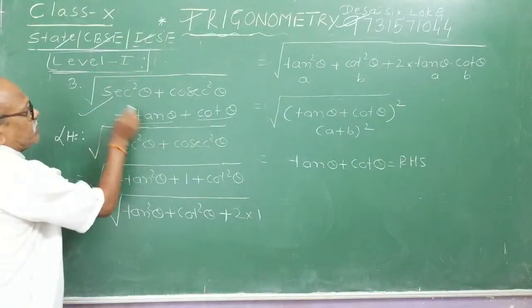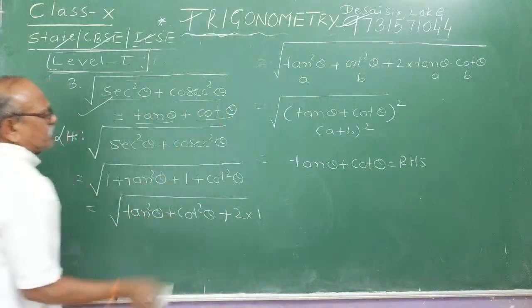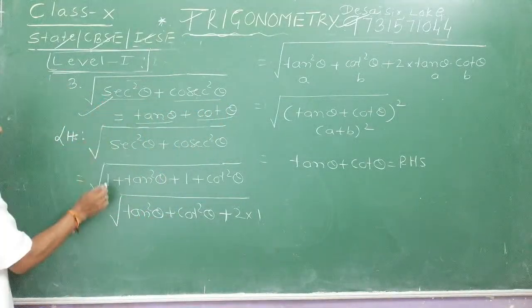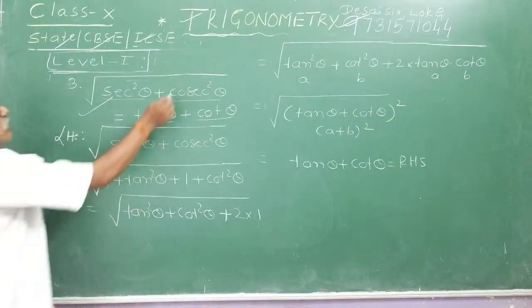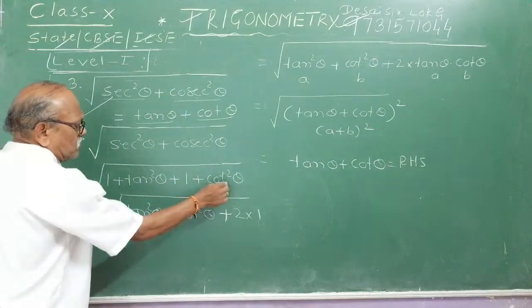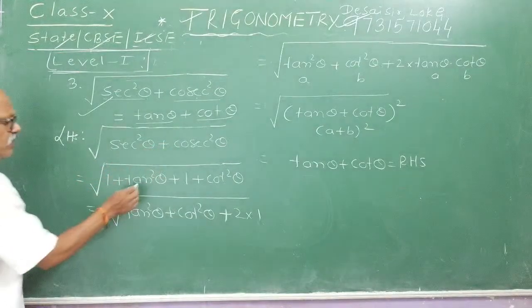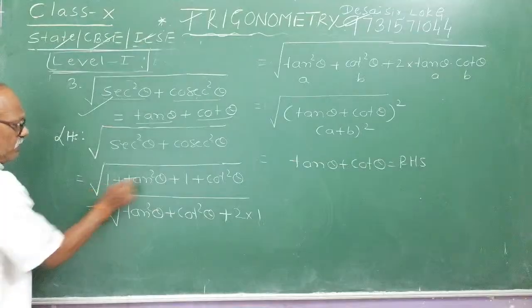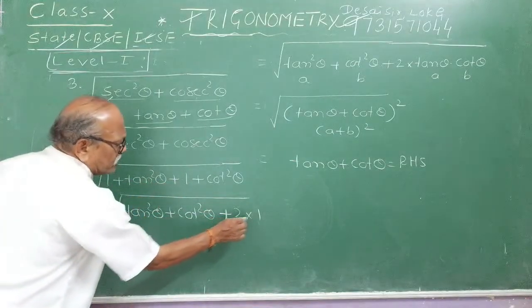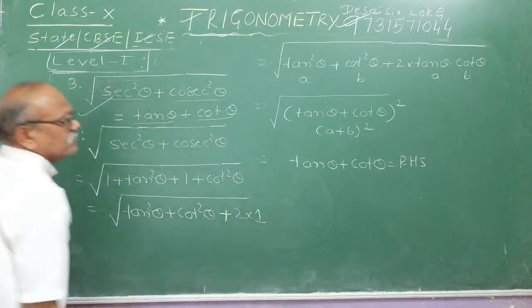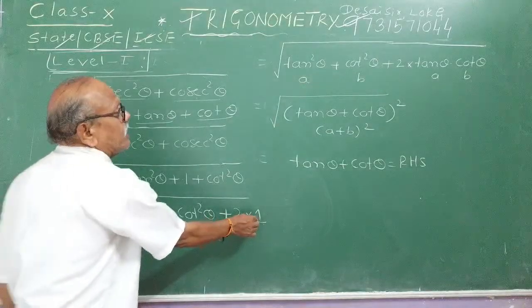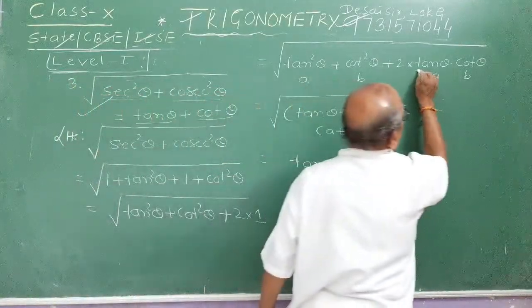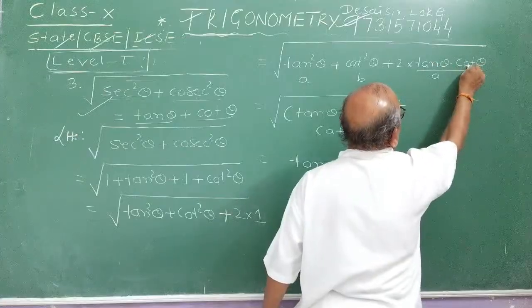See, I want sec square theta, cosec square theta. Check the identity. Sec square theta can be written as 1 plus tan square theta. Cosec square theta can be written as 1 plus cot square theta. Let me rearrange them: tan square theta plus cot square theta. 1 plus 1 becomes 2. Can I write 2 as 2 into 1? Now, can you express 1 in terms of tan and cot? You have the identity tan theta into cot theta is equal to 1.